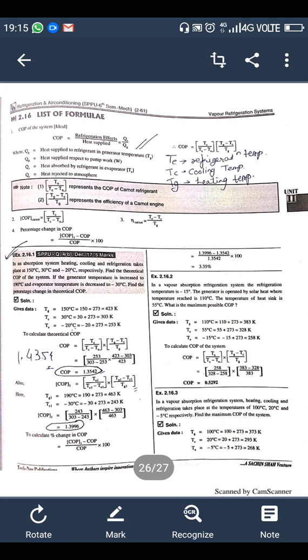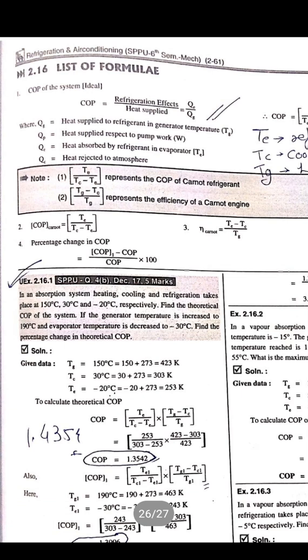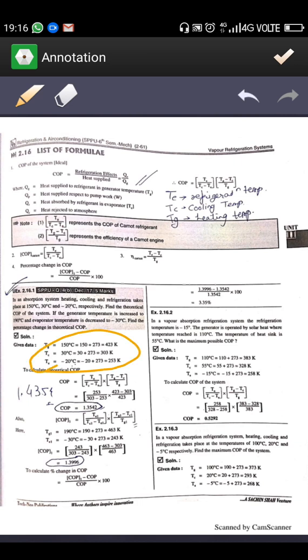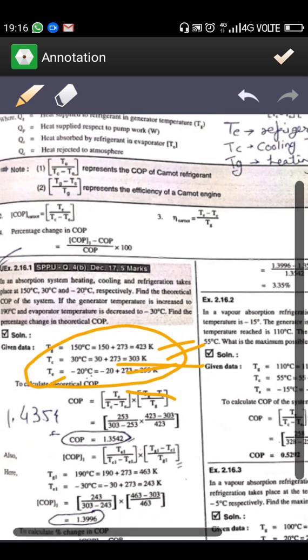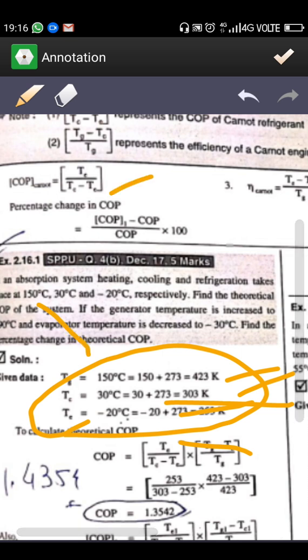These are the simplest forms of formulas in our chapter number 2. There are a few types. You can see here that you have to find out, they already give you these three temperature values, which are the temperature of the condenser, the temperature of the evaporator, and the temperature of the refrigerant. From these three temperatures you have to find the values, and the formula is already given here, which is simple. COP of Carnot cycle is T minus TC minus TE, and you have to use this formula to find the answer.